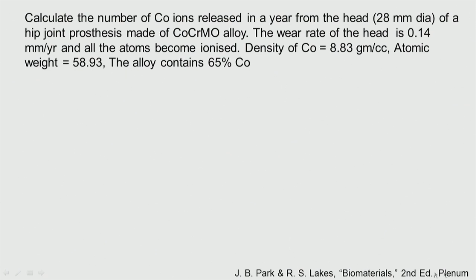This problem was taken from this reference. Calculate the number of cobalt ions released from this cobalt, chromium, molybdenum alloy. Okay. This contains 65% cobalt, okay, of the head is 28 mm dia of a hip joint. The wear rate is 0.14 millimeter per year. Okay. Density of cobalt is 8.83. They want to find how many cobalt ions are released. Okay. So when it is released from the prosthesis, only 65% contains cobalt, okay, rest all is chromium and molybdenum.